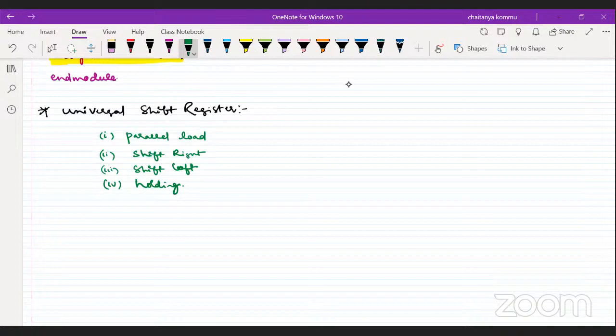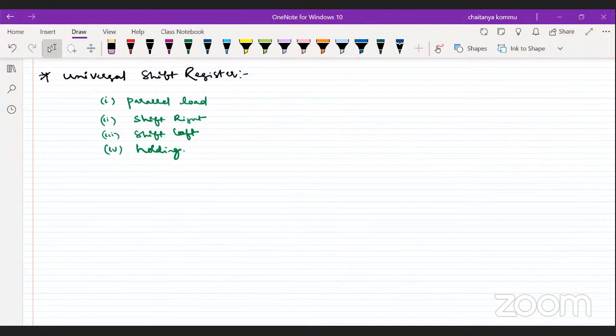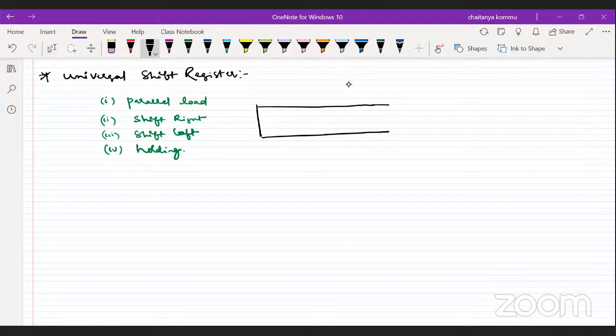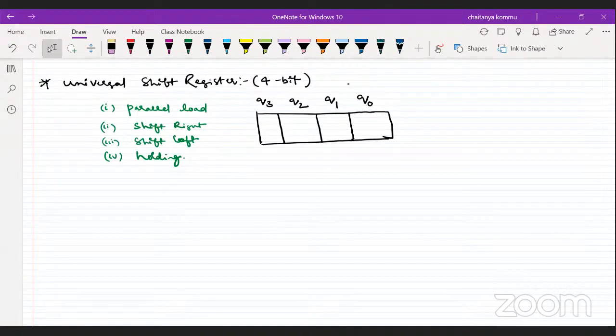This is one of the important registers we generally use. For example, see here, I have a 4-bit universal shift register. Consider a 4-bit register, a 4-bit USR. Here is the content: Q0, Q1 flip-flop, Q2 flip-flop, Q3 flip-flop. So in the first case, what has to happen? Parallel loading has to happen.